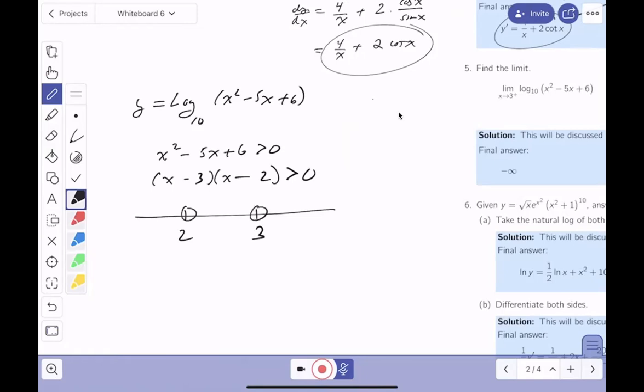Take a number to the right of 3, like 5, plug it in. It would be positive. That's certainly greater than 0. Take a number between 2 and 3, like 2.5. It would be negative. I would not plug that in.